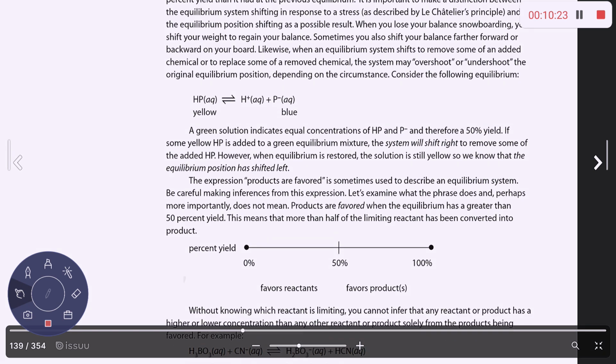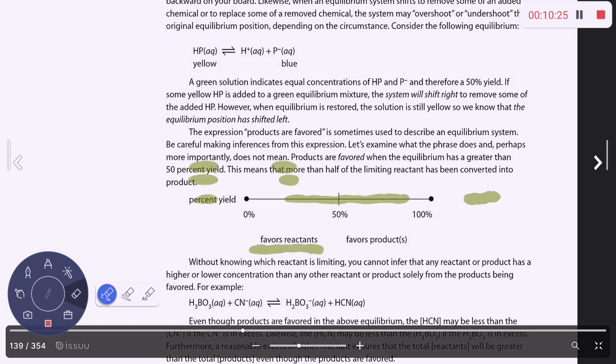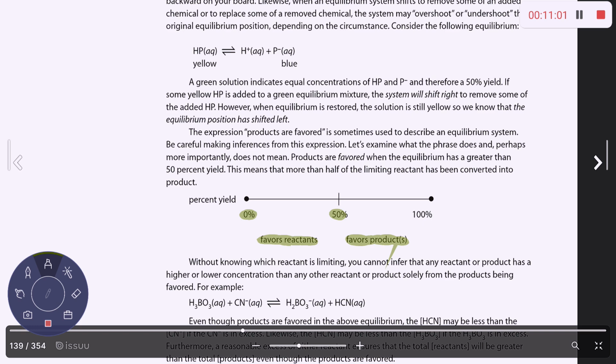be careful about making blanket statements about how much of reactant or product you think is present. You really can't deduce whether the concentration of one substance or another is necessarily greater unless you really know the colors of things. But I would know that you're going to favor reactants when you're less than 50%. And if you're greater than 50%, you're favoring the products. And I think that might be it. Let's take a look at a couple of questions and a quick check, and then we're done.